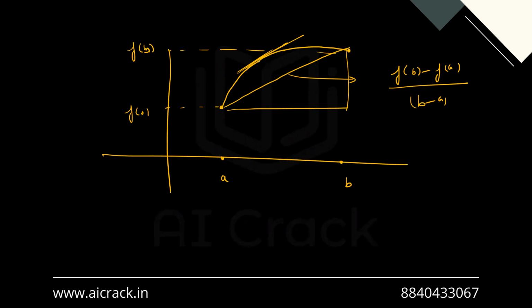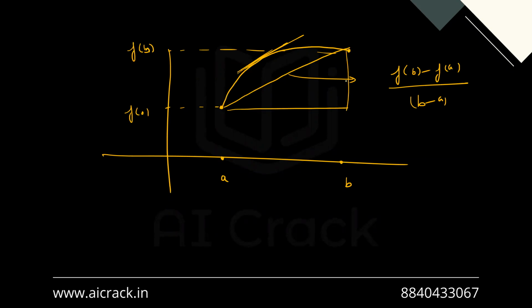And LMVT says that if we try to plot a graph which is continuous and differentiable between these 2 points, then we'll get at least one point on the curve where the slope equals the slope of this particular line, that is FB minus FA divided by B minus A, right? So that is also very intuitive.